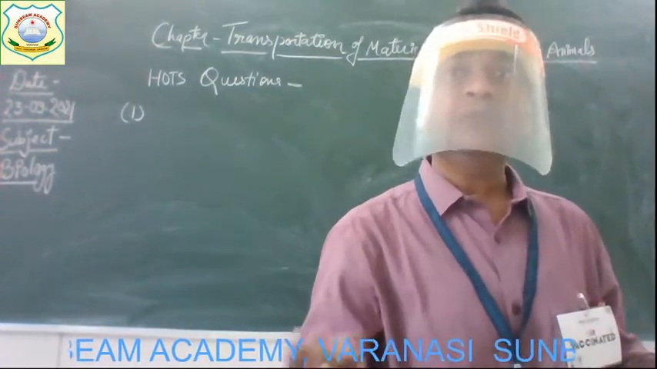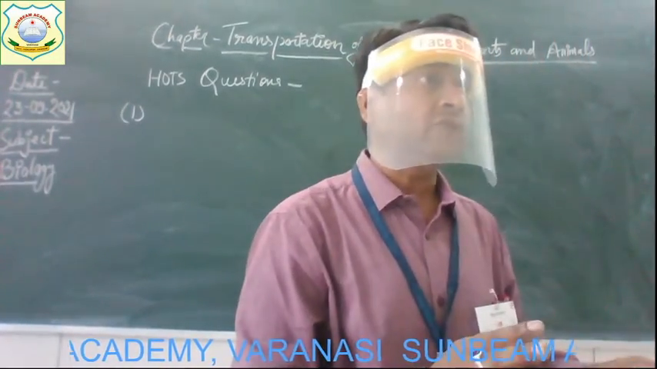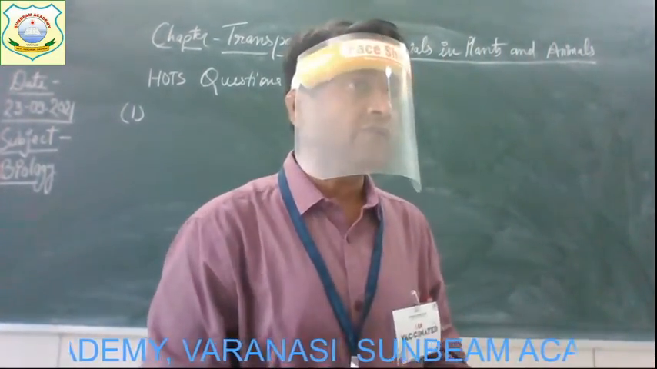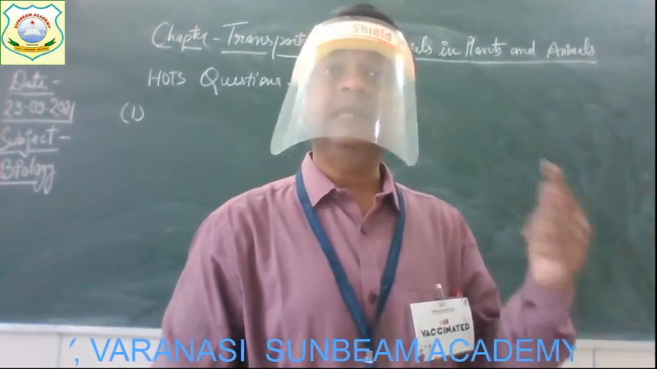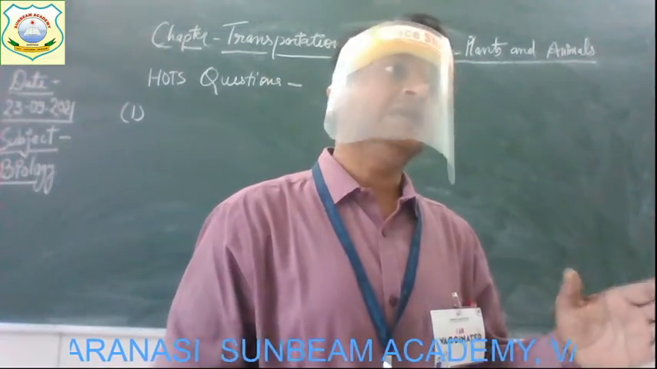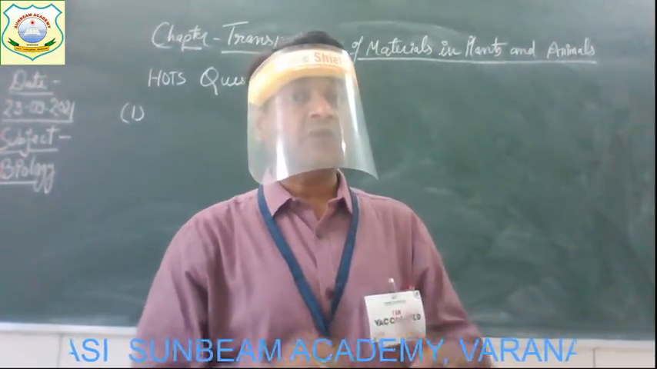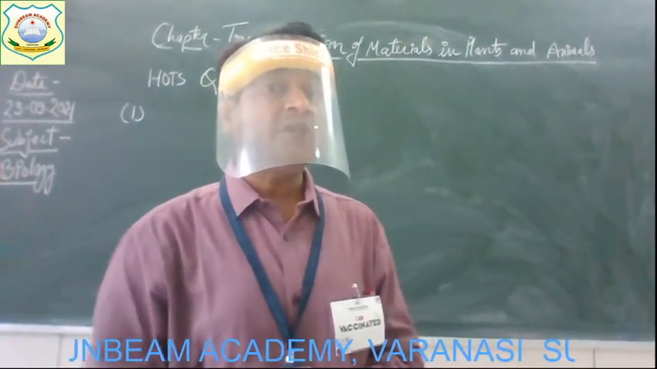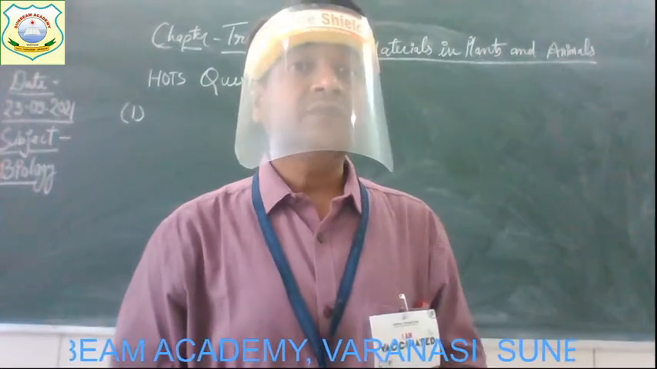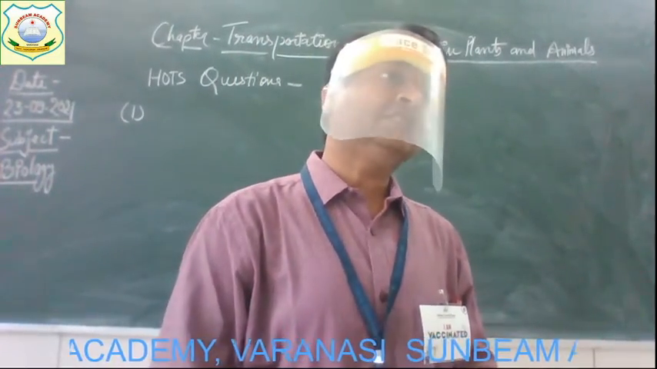Because all the components of the blood are not colorful. White blood cells are not colorful. Plasma is also not colorful. Platelets are also not colorful. Only one component, that is red blood cell, is red in color. So why does the overall blood look red? This is the question. Very simple, children: the color of the blood is red due to the presence of the maximum number of red blood cells in the blood.